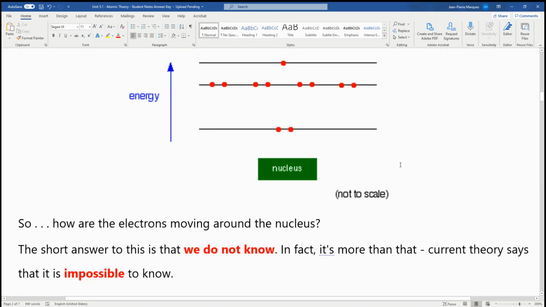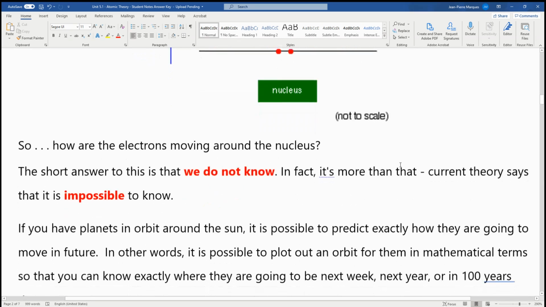Okay, so we talked about how the electrons were not actually moving around the nucleus in the ways that have been depicted before, the ways you learn in elementary school or the ways you learn in grade 9 or grade 10. And the question is, well, how are they actually moving around the nucleus? Well, the simple answer is we do not know. The reason why is a bit more complex. It's not that we simply don't know, it's more that it is impossible to know. And let me tell you why.